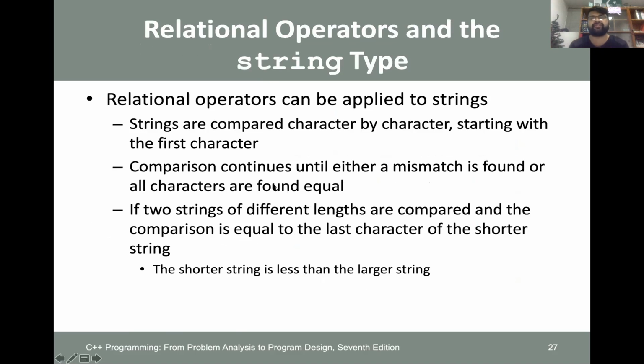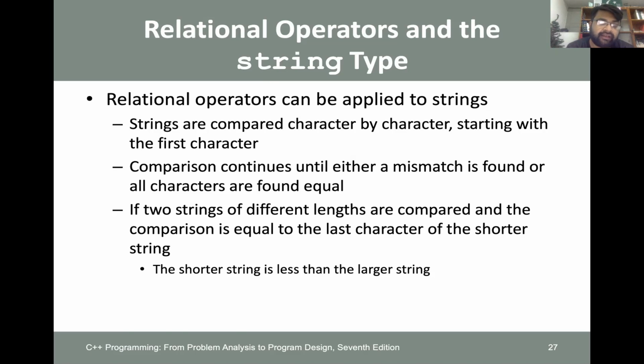What are the different relational operators and how are they applied to strings? Well, relational operators can also be applied to strings. With strings, things are of course slightly different from characters. But at the same time, since a string consists of different characters, the ideas that apply to characters can also be applied to strings, but in a slightly more advanced way. When strings are compared, they are compared character by character, starting with the first character. So if you want to compare string A with string B, the first character of string A will be compared with the first character of string B.